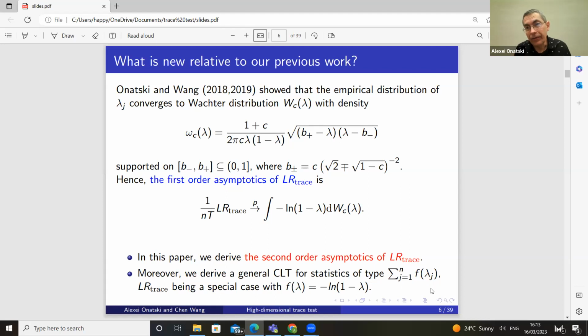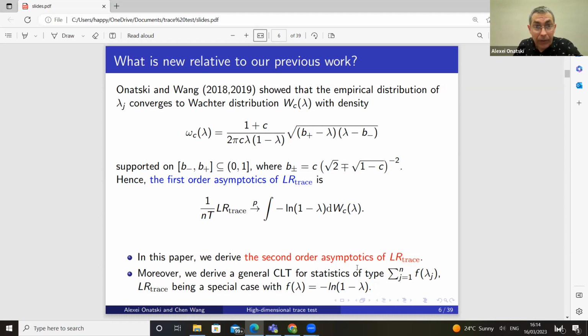It's sum of functions of lambda, where functions are relatively good. They should not have singularities in some open region, which includes this support of Wachter distribution. But otherwise, this can be any function. For likelihood ratio statistic, this function has very special form. It's minus logarithm of 1 minus lambda, but it can be anything. So, well, you can devise your own test based on different statistic, not necessarily likelihood ratio one, and get the asymptotic normality from our paper.